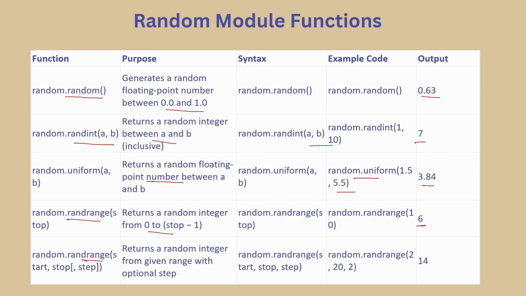Now random.randrange(start, stop, step). It returns a random integer from the given range with an optional step. The output is 14. It gives a random integer from the given range with optional step. Okay, so the given range is from 2 to 14, anything in between. I'll just show you on PyCharm how it's done.